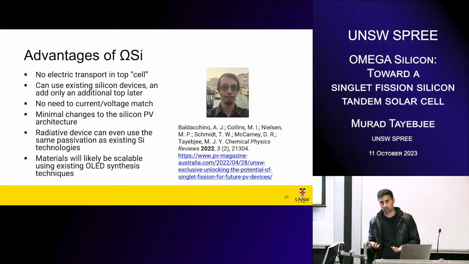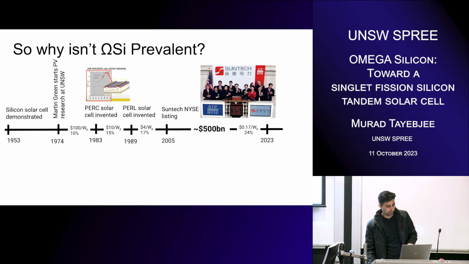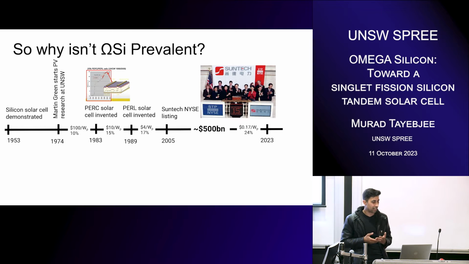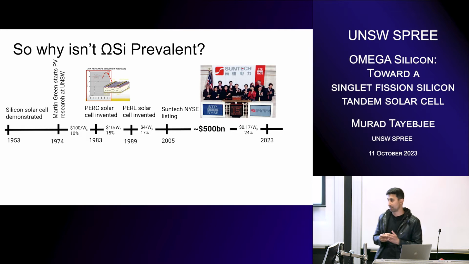So the obvious question is, well, why isn't it prevalent? And I suspect it has something to do with timelines. So just as an example, let's take a look at the silicon timeline. Now, 70 years ago, the first silicon solar cell was demonstrated in 1953.